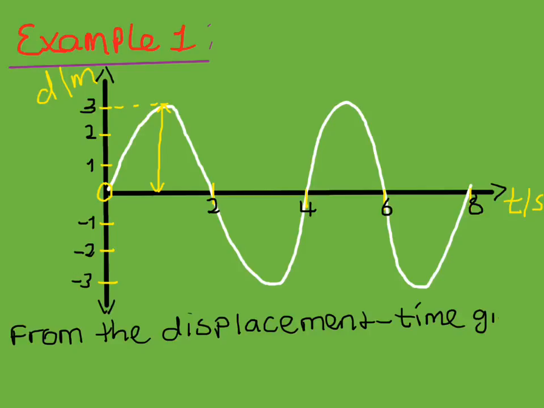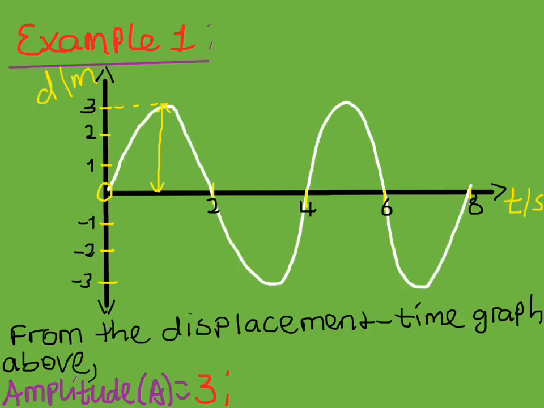You can see that the maximum displacement of the wave from 0 is 3. The wave does not go higher than 3. So 3 is the maximum displacement of the wave from its initial position, 0, which gives the amplitude of the wave to be 3.